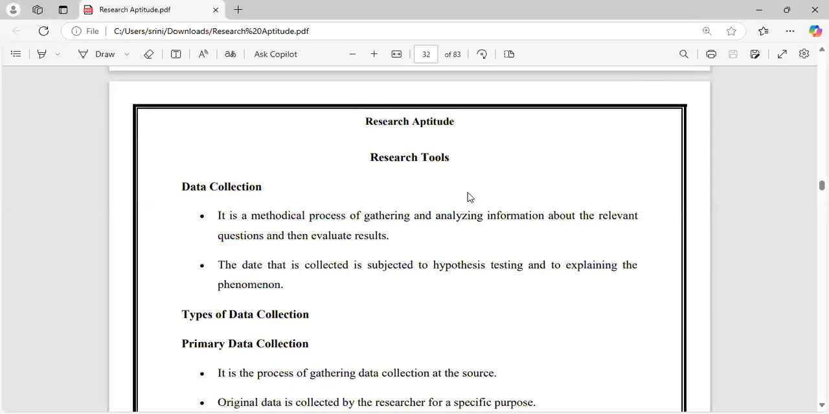For data collection, we need research tools. In order to get legitimate data from primary sources, we need tools to collect the data. Methodology and techniques to collect the data are also important for the reliability of research. For data collection, we have two types: either primary or secondary data collection.